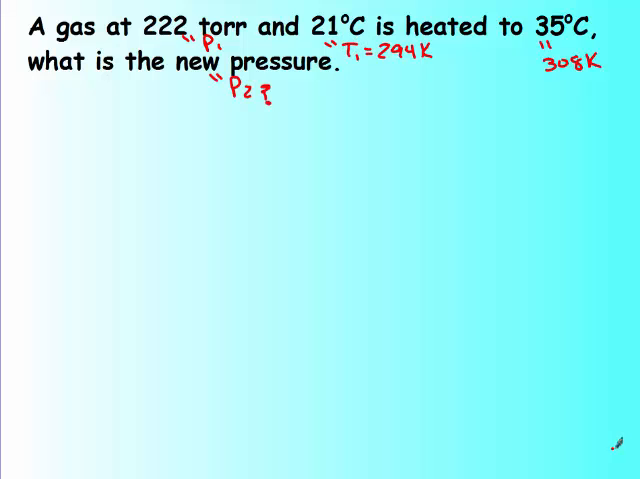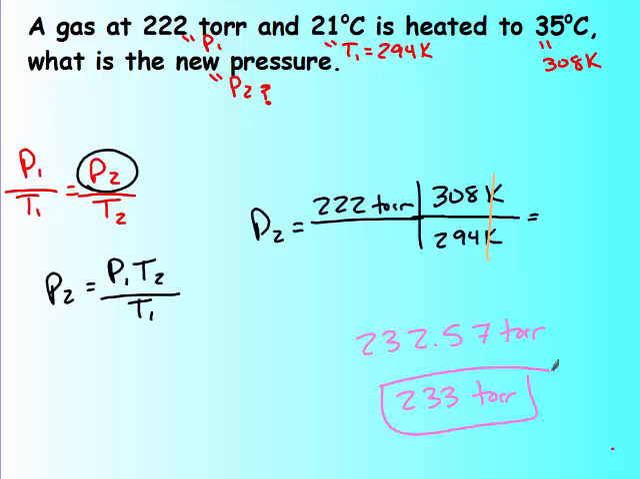Okay, you should have gotten those values, 294K and 308K. Write your equation and rearrange it. Restart when you have an answer. So you should have gotten 233 torr. Notice for our rearranged equation, we were looking for P2. So again, P1 and T2 should have went on top. T1 should be on bottom.